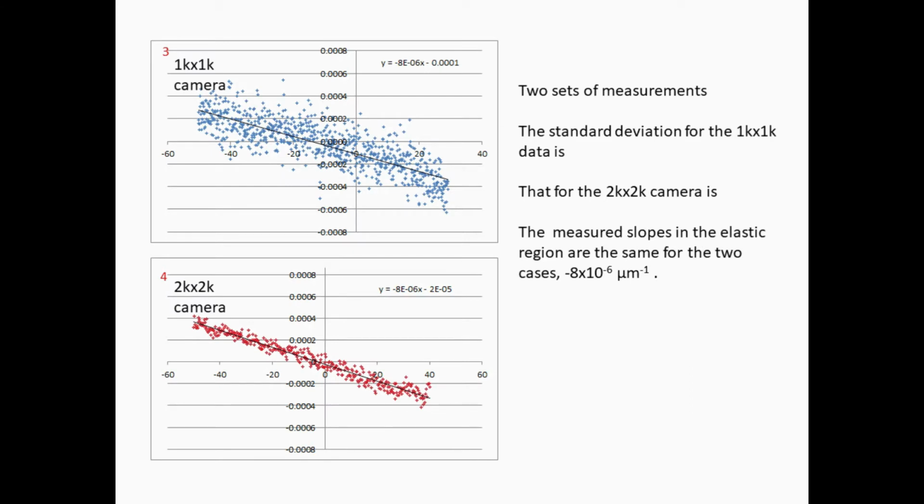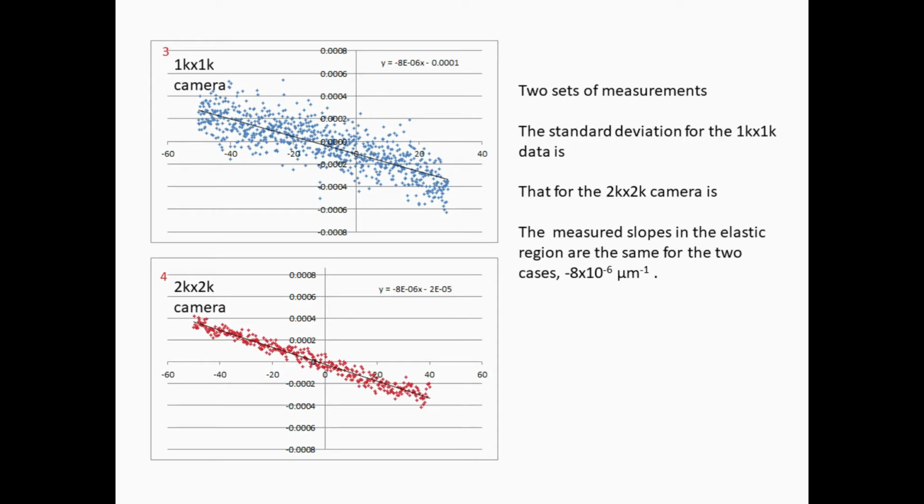set. I'm showing two data sets. One is using a 1K by 1K camera. And we're measuring here the strain along the axis. It's parallel to the axis. So it should vary linearly with distance from that 0 point. So here's the scatter of the data.